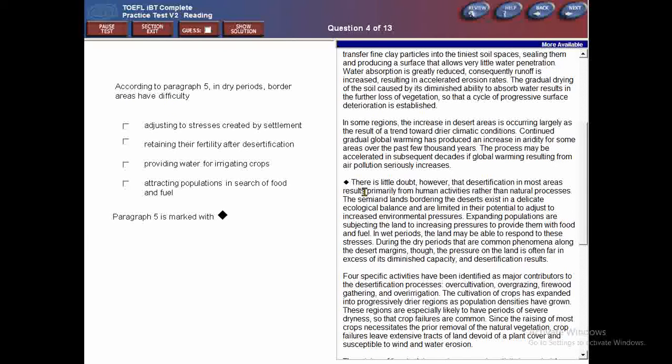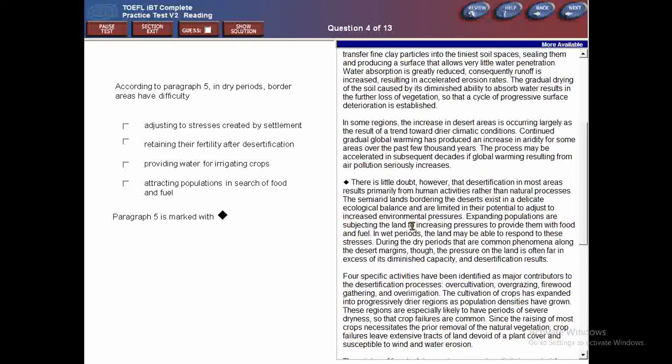Okay, so there is little doubt, however, that desertification in most areas results primarily from human activities rather than natural processes. Semi-arid lands bordering the deserts exist in a delicate ecological balance, limited in their potential to adjust to the pressures. Okay. Bordering area, in dry periods, border areas have difficulties. Okay, for these sentences we have found something about border areas. Our key phrases: delicate ecological balance, limited, increased environmental pressures.